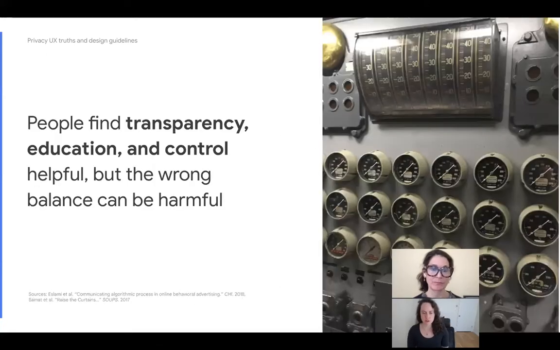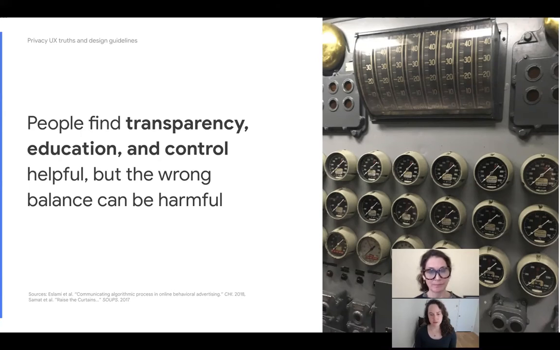We also see that consumers and experts often ask for increased transparency, education, and control to address privacy needs. And we know all three of these things can be incredibly helpful. However, we also see that too many of these in the wrong moment, without the right balance of others, can be harmful. For example, transparency without control can lead to feelings of helplessness or distrust. Or too many controls can lead to frustration. Or any of these in the wrong moment can overburden the user.